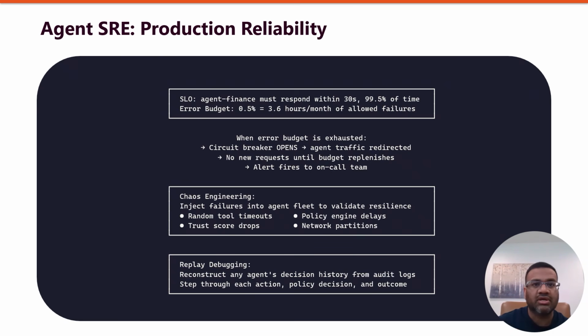Chaos engineering: you can inject failures into your agent fleet to validate resilience, random tool timeouts, policy engine delays, trust score drops, network partitions. Run these in staging to find weaknesses before they find you in production.